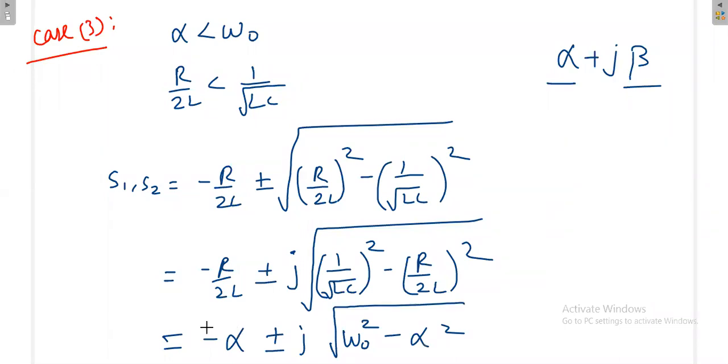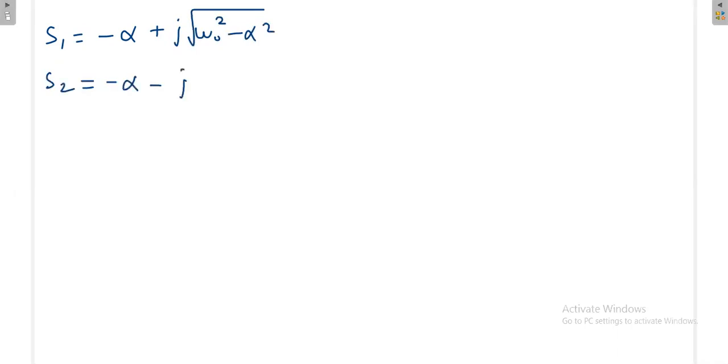Again here the roots are complex. One root, S1, is minus alpha plus j square root of omega naught square minus alpha square. The other root, S2, is minus alpha minus j square root of omega naught square minus alpha square. Now, what is this omega naught square minus alpha square?